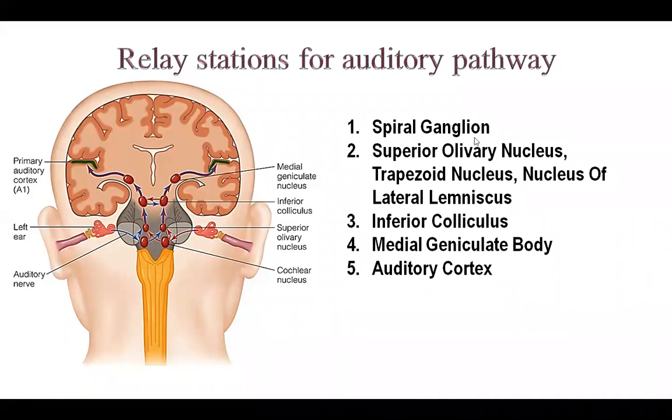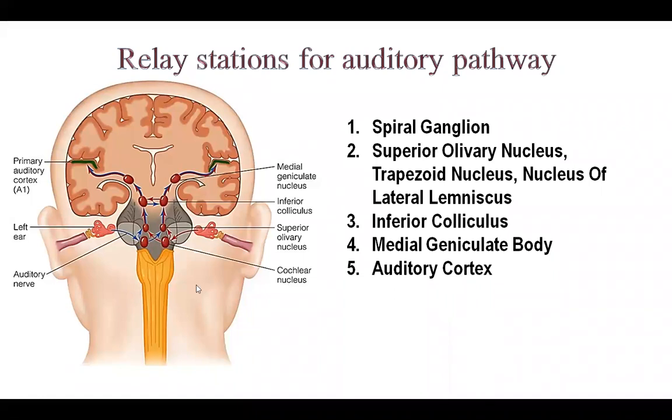First is the spiral ganglion. Second is the superior olivary nucleus, the trapezoid nucleus, and the nucleus of lateral lemniscus, this portion. Next relay station is inferior colliculus. The fourth one is medial geniculate body, and the fifth one is auditory cortex.